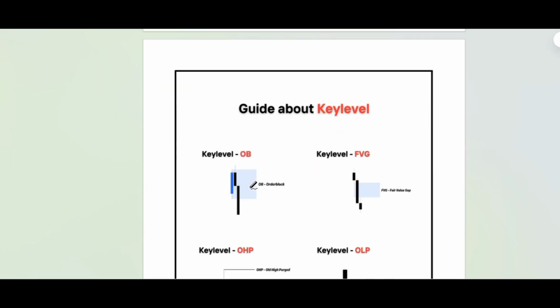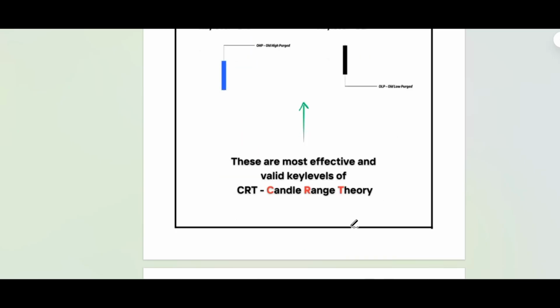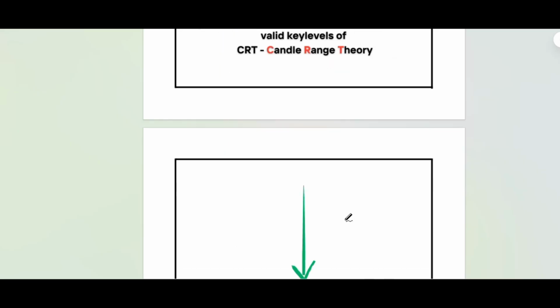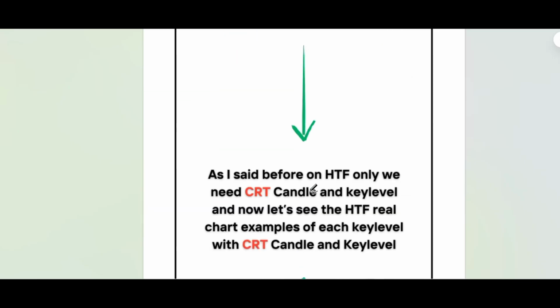And then how about the key level? So we have 4 key levels. The first one is the order block, which is this one. The second one is the fair value gap. The third one is what you call the hold high patch, and the fourth one is the hold low patch. These are the most effective and valid key levels of the candle range theory. To repeat, you need to master the order block, the fair value gap, the hold high patch, and the hold low patch if you want to trade the CRT in the right way.